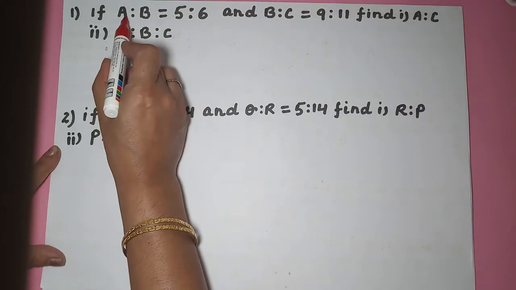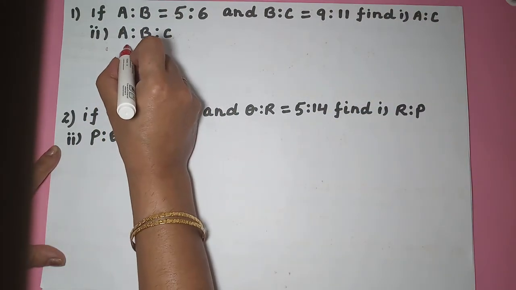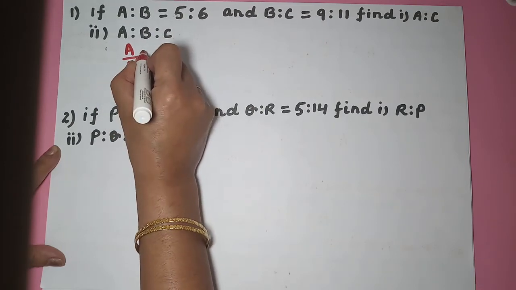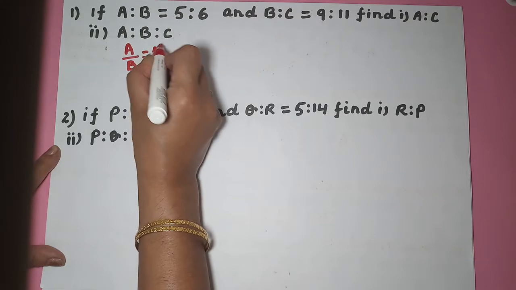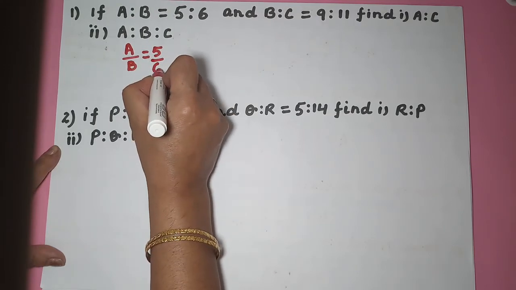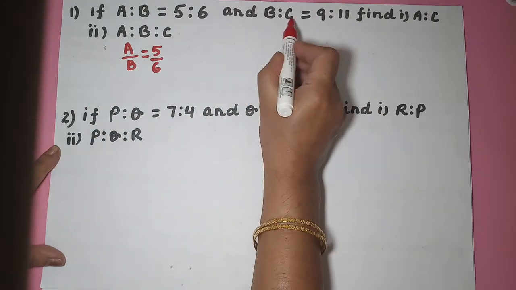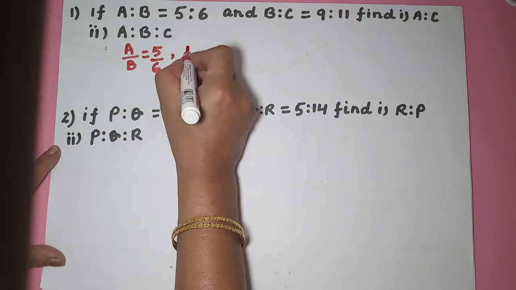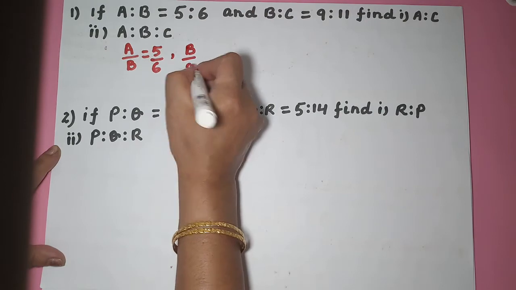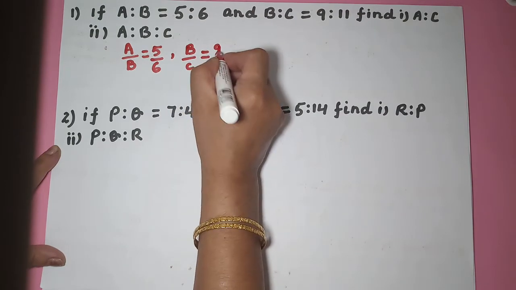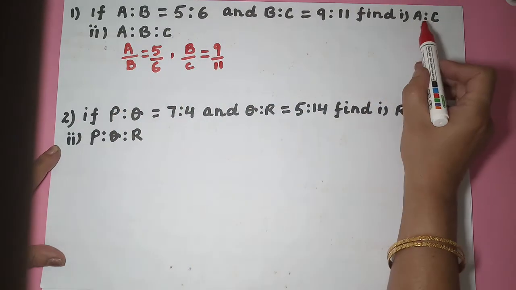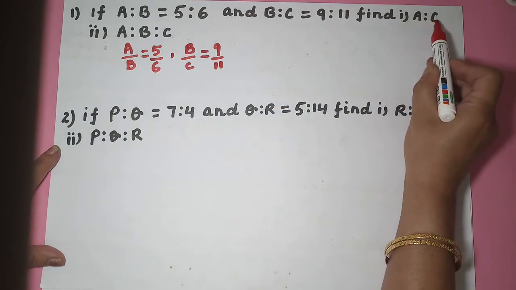So A is to B is 5 is to 6. So how will we write this? A upon B is equal to 5 upon 6. Right? Now B is to C is 9 is to 11. So we have B upon C as 9 upon 11. Now using these two, we have to find the ratio between A and C.